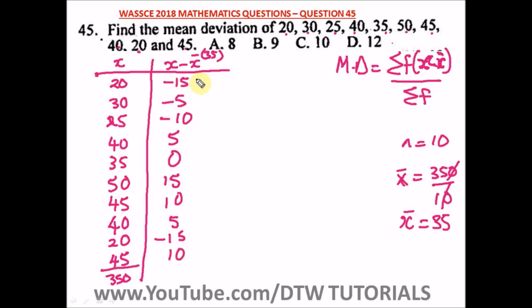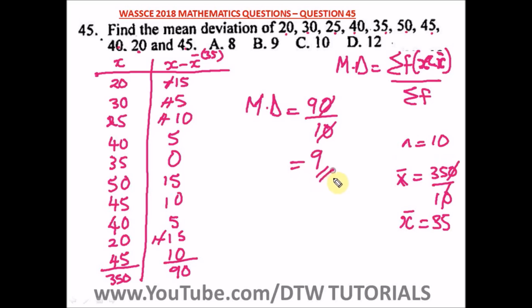When you're considering mean deviation, the negative signs don't count. These negative signs don't count in the addition process. So when we add all these numbers, neglecting the negative signs, we are going to get 90. So since our summation of x minus the mean is 90, we divide by our frequency. So our mean deviation is equal to this summation, which is 90, divided by the sum of all the frequencies, which is n, 10. So 90 divided by 10 will definitely give us 9. So our mean deviation is 9. And our right option here is option B.